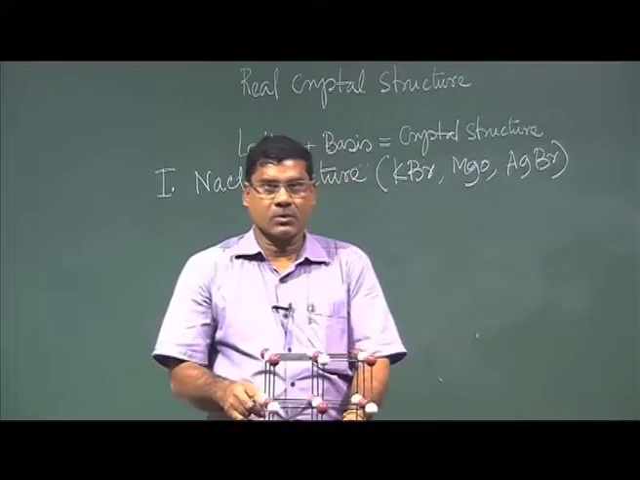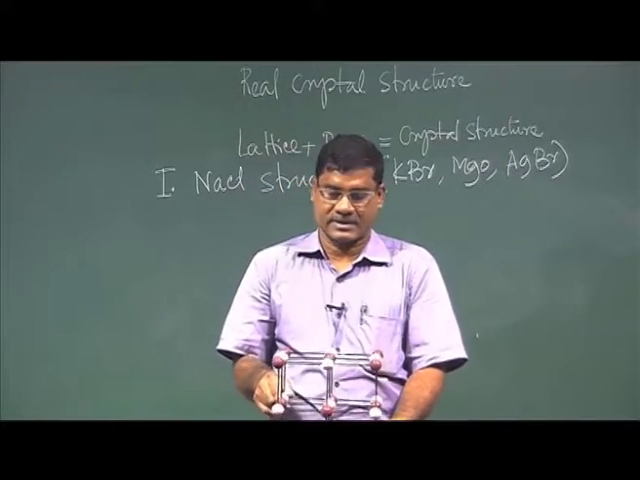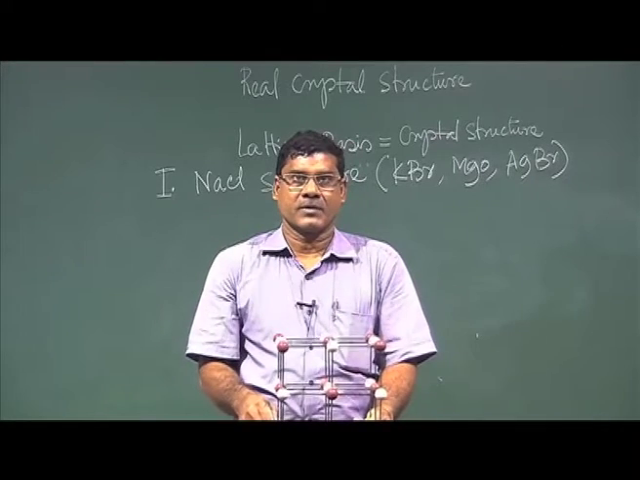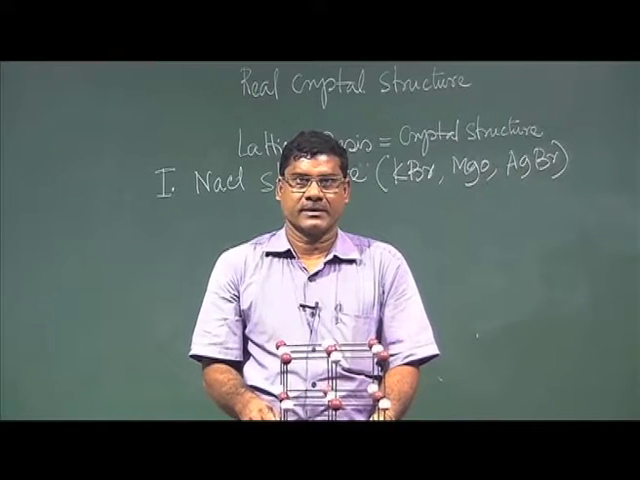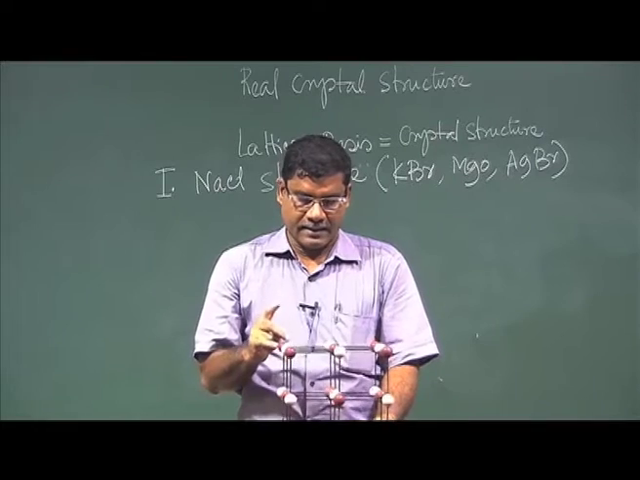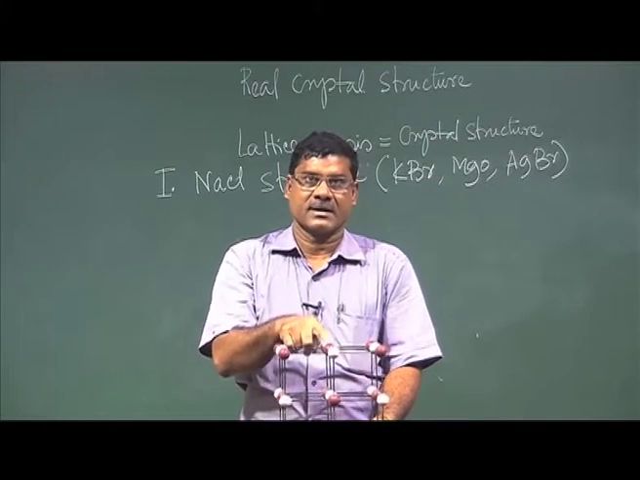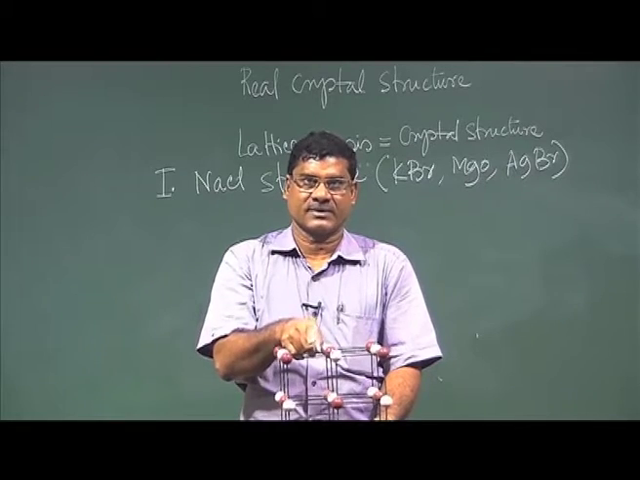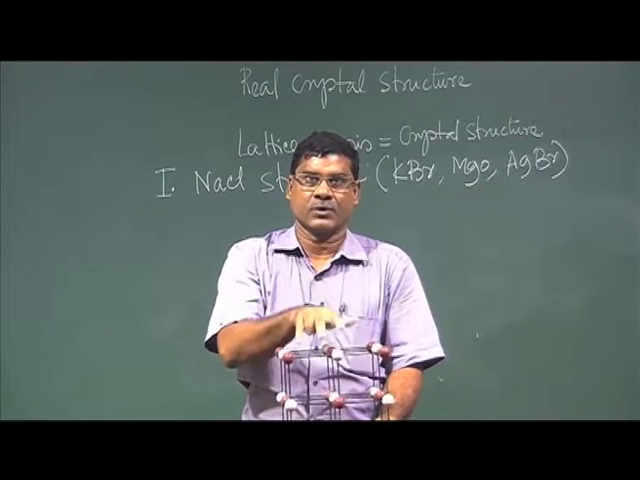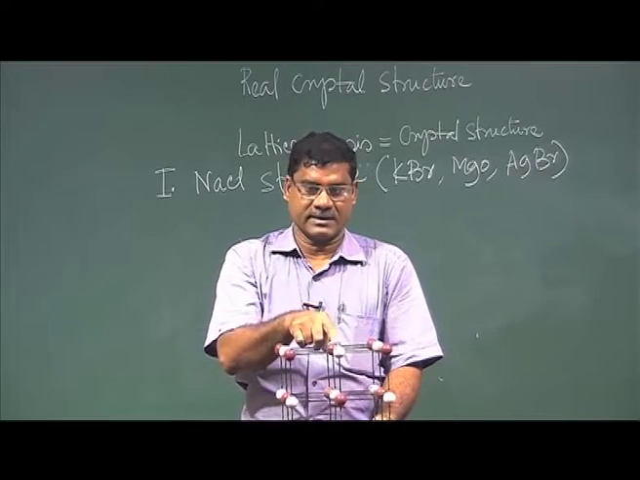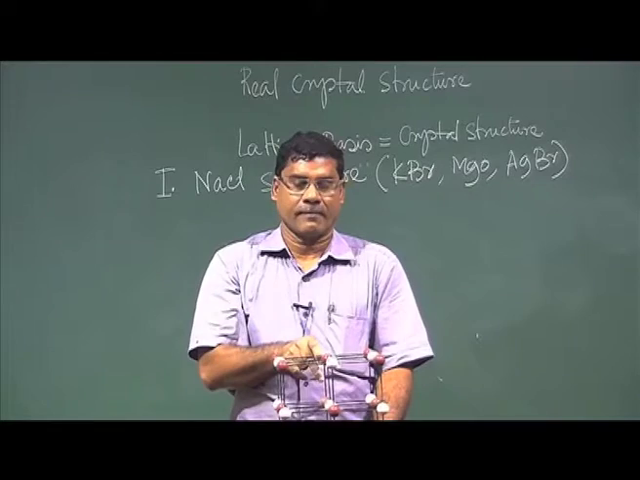Basically there are 4 lattice points per unit cell. From the 8 corners, the contribution is 1/8 each, so that gives 1. And there are 6 faces. From each face the contribution is half, because it is shared with 2 cubes. So from 6 faces you get 3, plus 1, that is basically 4.